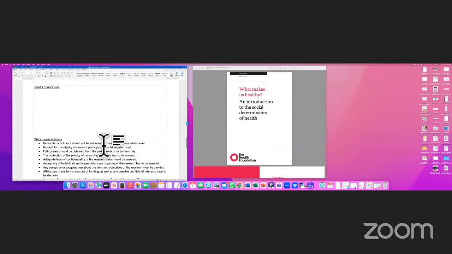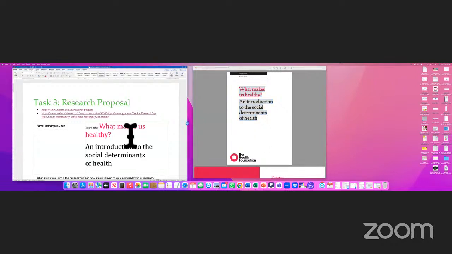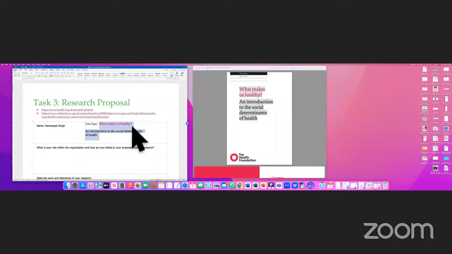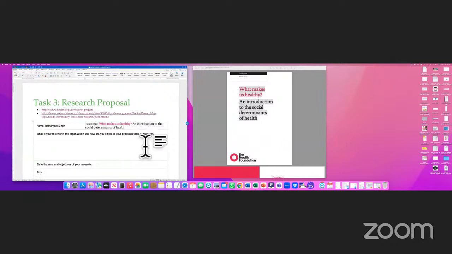Okay, so I'll leave the ethical considerations, but I'll pretty much leave the template and make it blank. I'll write my name here. Once I've written the name, I would look at the overarching topic of research. The overarching topic of research is what makes us healthy, an introduction to social determinants of health. That is the topic of our research. Now, you would need to do a bit of formatting so that the data you put in is presentable in the template. This becomes my research topic: what makes us healthy, an introduction to social determinants of health.